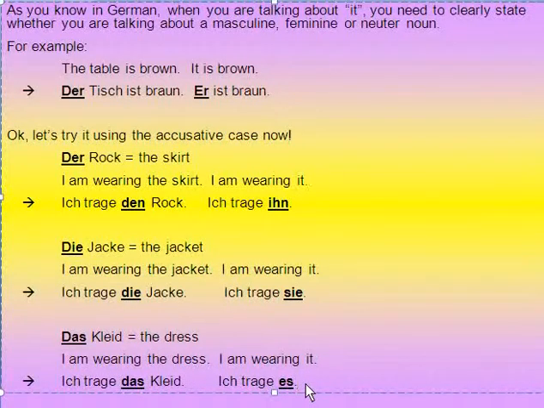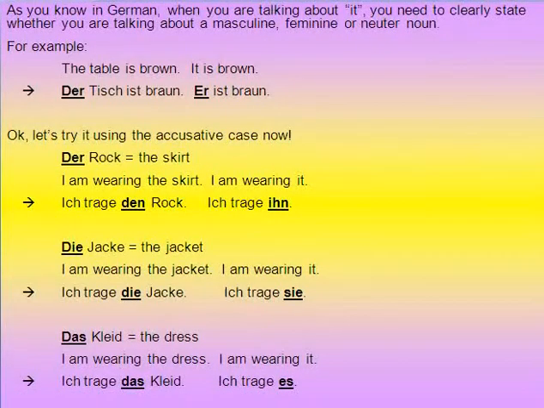Okay, so I'll just go back up to this one again, the example of der Rock. The reason that it is in the accusative case is because it's the direct object, because you are wearing it. So if you're wearing it, if you're wearing the skirt, then you are actually doing something to that skirt. You're wearing it, okay? And that's the whole concept about direct objects. All right, so that's a summary of the accusative pronouns.